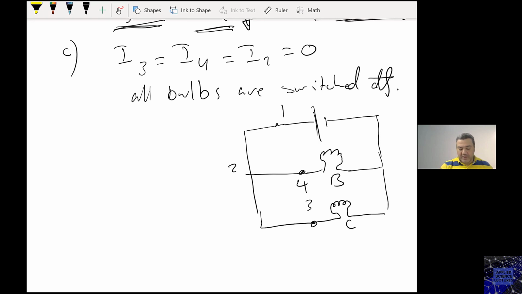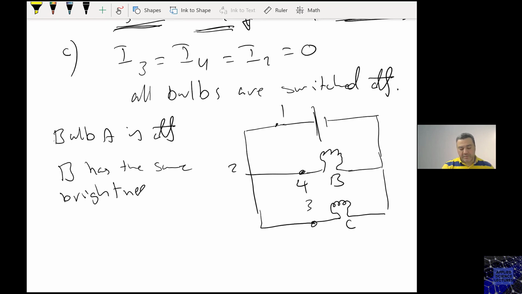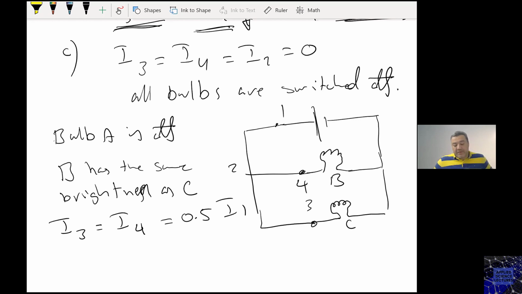So in this case, bulb A is off. B has the same brightness. I3 equals I4 and would be equal to half I1 actually, because they are equal. Then the total current will be twice I3 or I4.